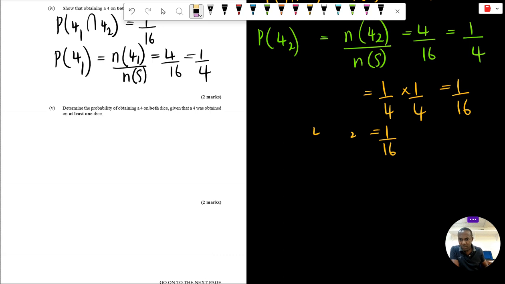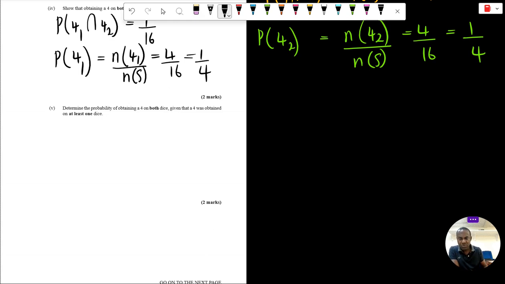determine the probability of obtaining a 4 on both dice given that a 4 was obtained on at least one dice. So let's try to word this a little differently. Let's try to express this using probability.